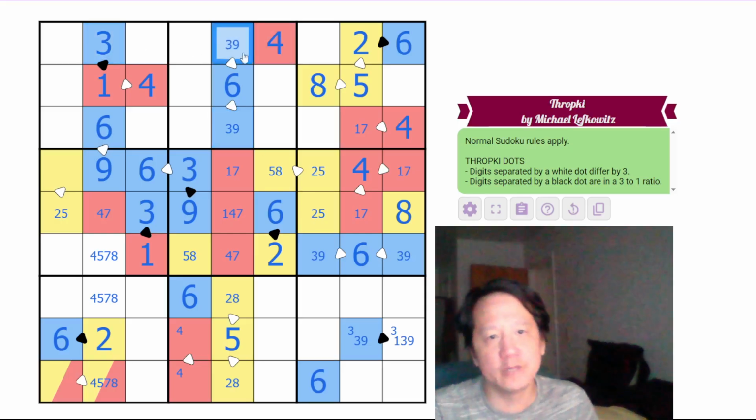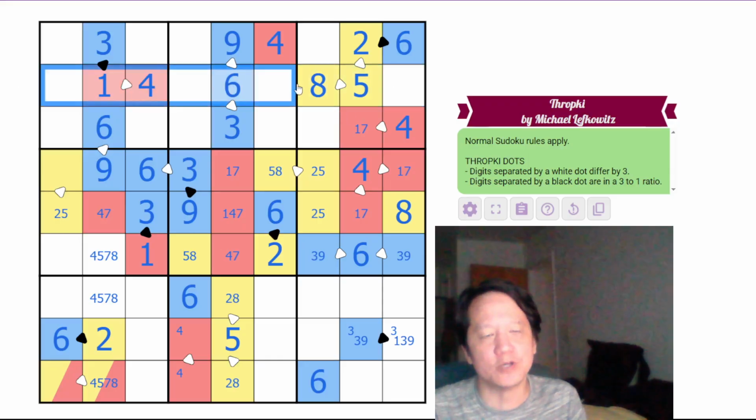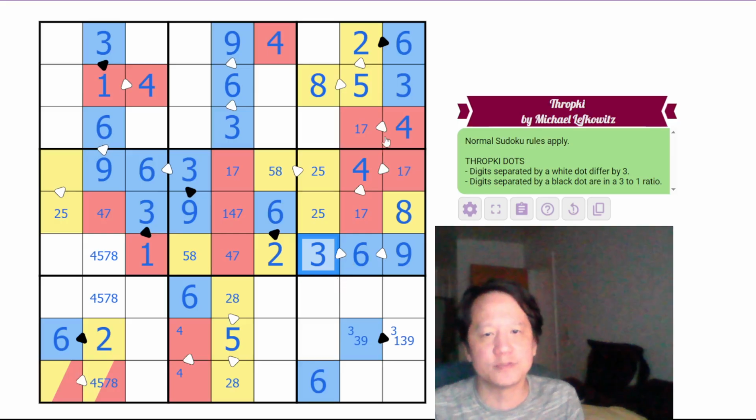Okay, 3 eliminates 3 here. So that's 9 and 3. Where is 3 in row 2 then? Can't be here because 3 is in the boxes. These are not blue. So this must be blue and is 3, which means this can't be 3. That's 9, which means this can't be 9.